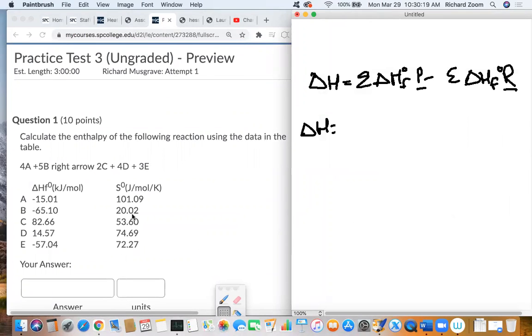Okay, let's have a look. For this one, it's going to be 2 times 82.66 plus 4 times negative 57.04 plus 3 times, oops, I did hit the wrong one, didn't I? Negative D is 14.57. There's a danger right there, isn't it?